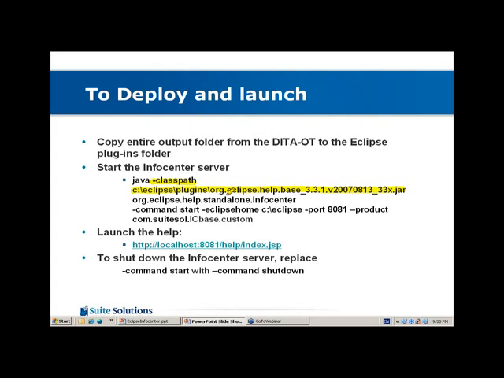Okay, the one that we're loading is going to be org.eclipse.help.base, with a version number at the end. We want to load help, org.eclipse.help.standalone.infocenter. That's how we want to run it. They have a few different options. We want to run infocenter in order to get what Joe showed us is called Infocenter. We want to start it.